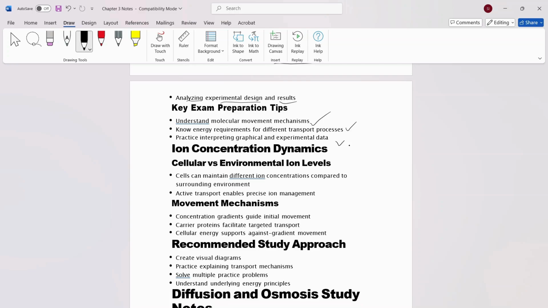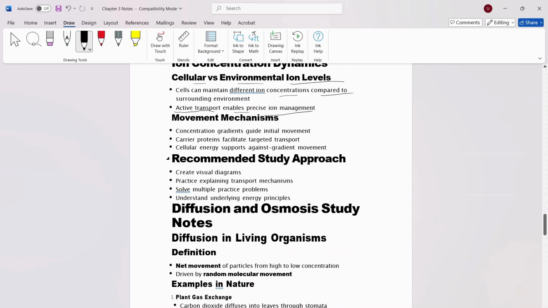Ion concentration dynamics, cellular versus environmental ion levels. Cells can maintain different ion concentrations compared to the surrounding environment. Active transport enables precise ion management. Next we have movement mechanism.